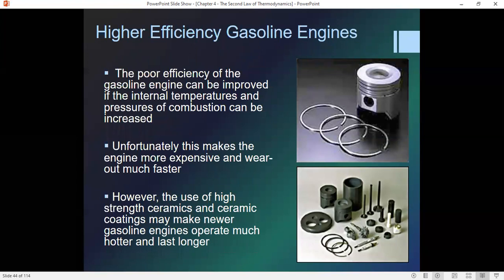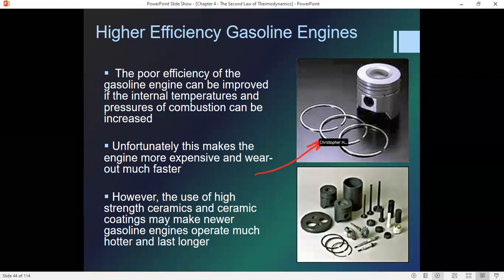Now, gasoline engines have become more and more efficient, but it's come at a cost. The poor efficiency of the gas engines was generally due initially to the low combustion temperatures, among other factors, but now we've not only made the engines much lighter, we've also made the internal pressures and temperatures much higher. Unfortunately, this means that the engines wear out much faster.